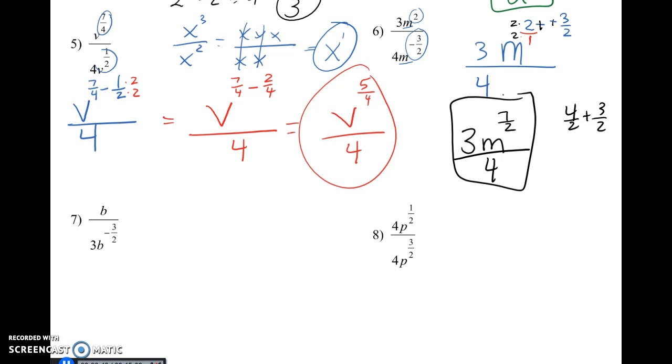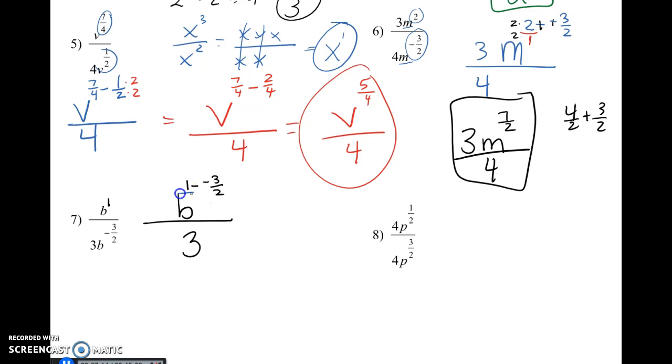Number 7, my exponent on my b, when we don't see one, we know it's to the first power. So if I'm going to look at b to the first power and b to the -3/2, I subtract those exponents, and I get b to the power of 1 minus -3/2. And the 3 stays on the bottom because it didn't have a negative exponent, it didn't have anything to reduce with, so it just stays there.